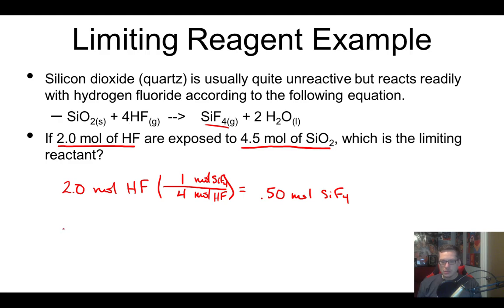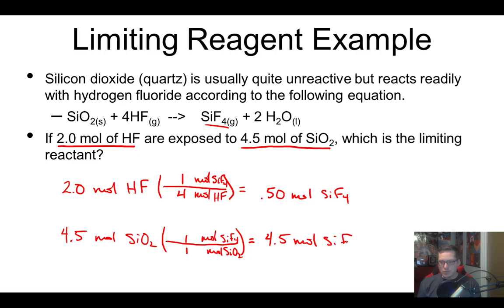Now we're going to do the same thing with silicon dioxide. So we have 4.5 moles of SiO2. Plug this guy in here. So now we got moles of SiO2 here, we're going to moles of silicon tetrafluoride here. So now we find our coefficients. It's a 1-to-1 ratio this time. And so if all of our silicon dioxide reacted, we would make 4.5 moles of silicon tetrafluoride.